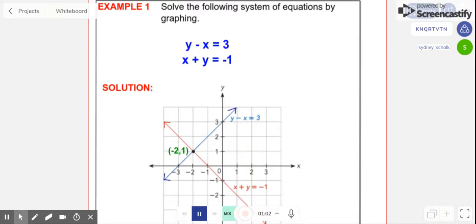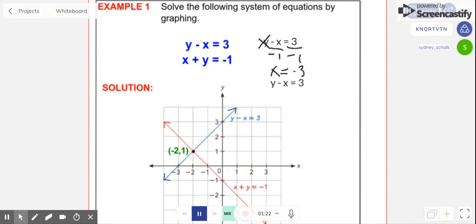So I'm just going to find my intercepts from that. Let's first find the x-intercept of y minus x equals 3. That means I'm going to cover up y, or plug in 0 for y. It goes away. So all I have to do is divide by -1 on both sides, and I get x equals -3.